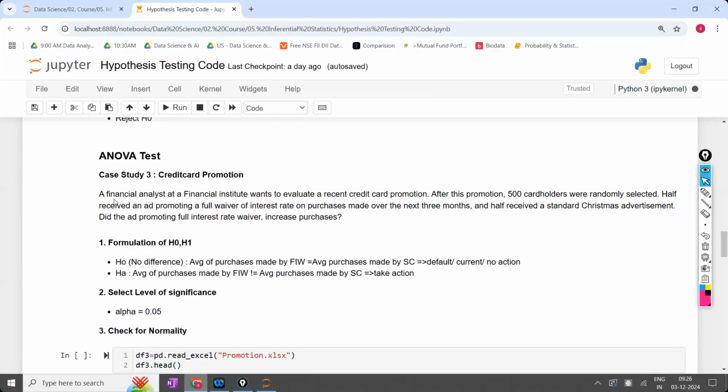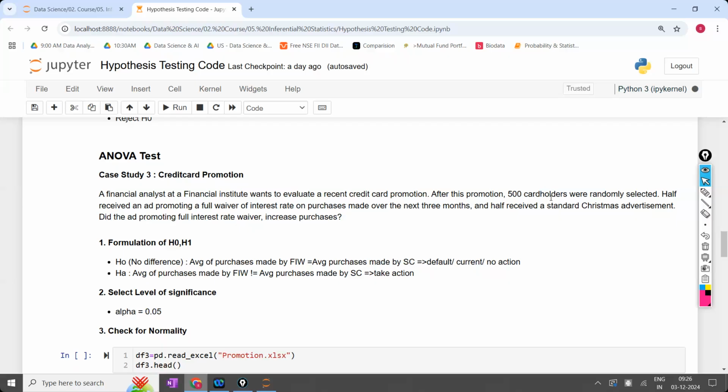A financial analyst at a financial institute wants to evaluate a recent credit card promotion. After this promotion, 500 cardholders are selected randomly. Whenever they want to promote something new for the first time, they will not promote directly and heavily into the market, because if anything goes wrong, it is going to impact the company name. So first they will take sample records.